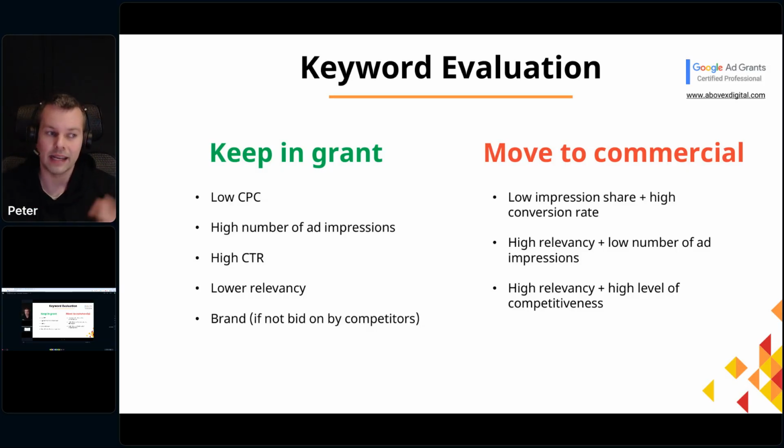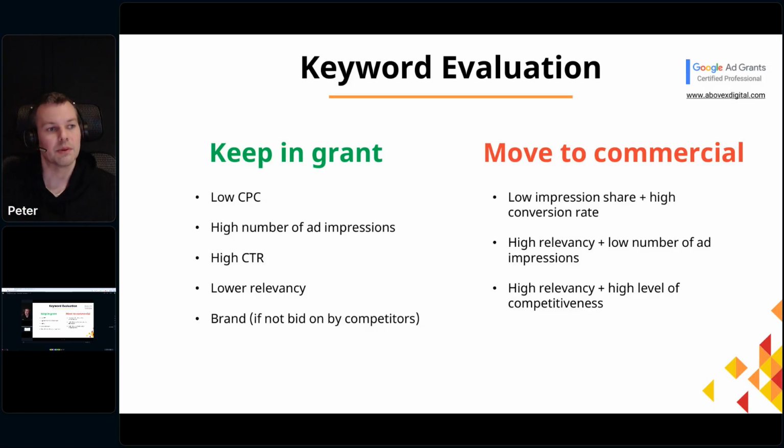And then brand. Again, we have some clients that want to be number one on their brand, which can only be achieved via commercial. But we have some that do not have very competitive brands, and oftentimes it's sufficient to bid on their own brand in the grant account.